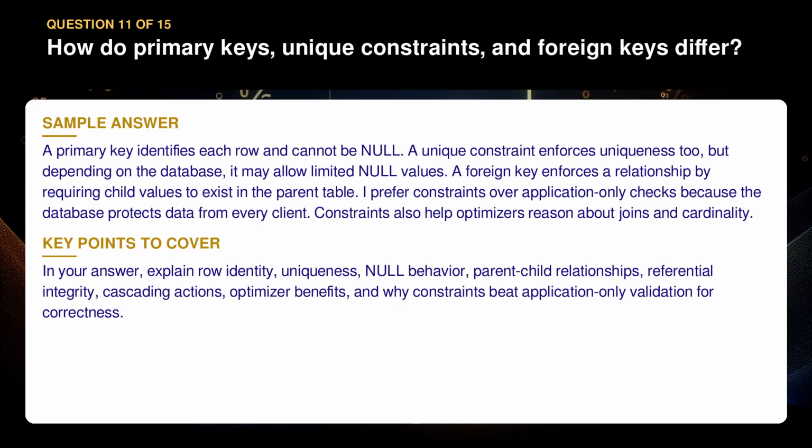In your answer, explain row identity, uniqueness, null behavior, parent-child relationships, referential integrity, cascading actions, optimizer benefits, and why constraints beat application-only validation for correctness.